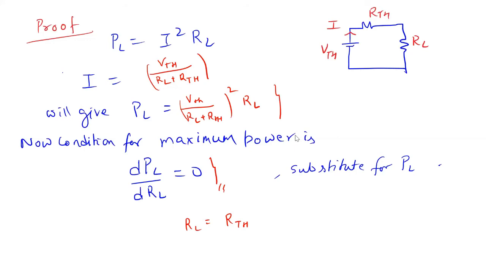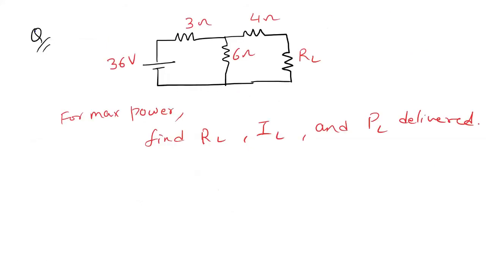We will go for one problem. So see this problem. This is 36 volt, 3 ohm, 6 ohm, and 4 ohm, and there is RL. Please find the value of RL, IL, and PL such that you get maximum power. What will be the value of RL, IL, and PL? So find these three values for this particular circuit. IL is basically the current across the load.